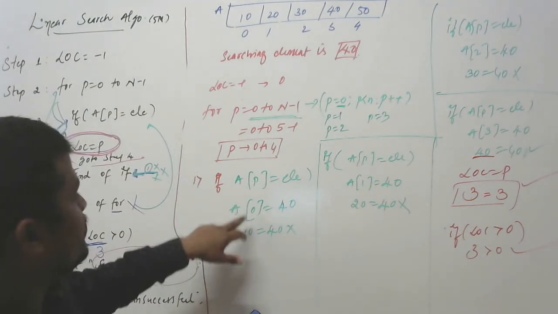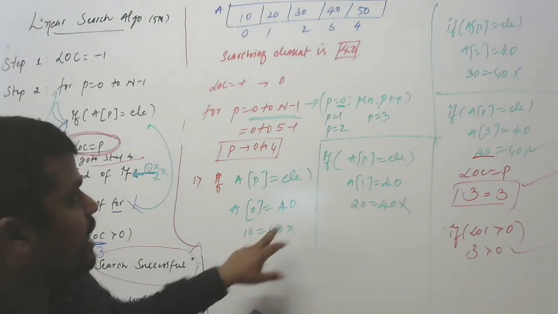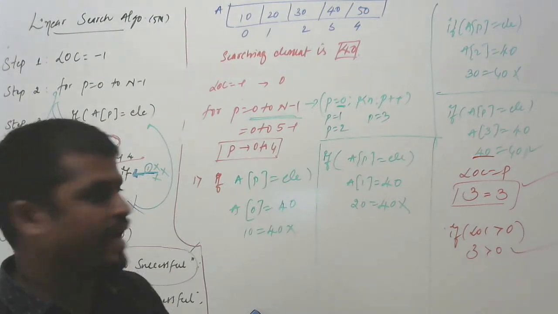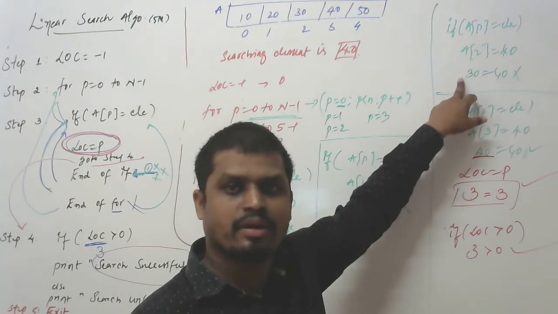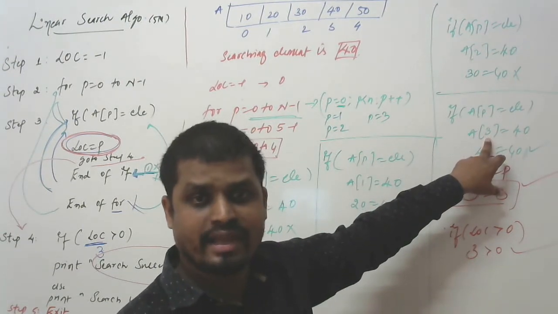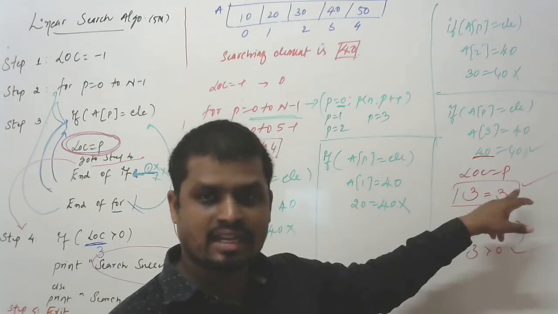First I have started with the 0th position. In the 0th position I am unable to get my searching element. Then I move on to the first position. In the first position also I am unable to get it. Then I move on to the second position. Here also I am unable to get it. Then I move on to the third position. There I am able to get my respective element. Then search becomes successful.